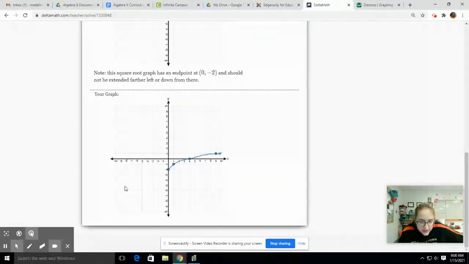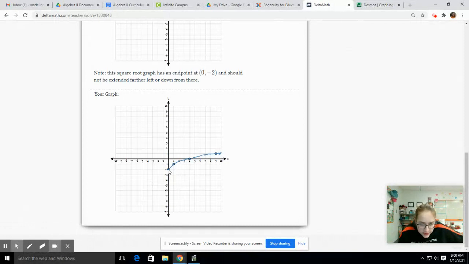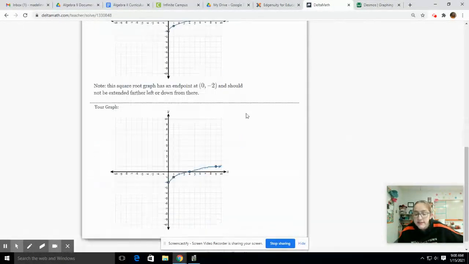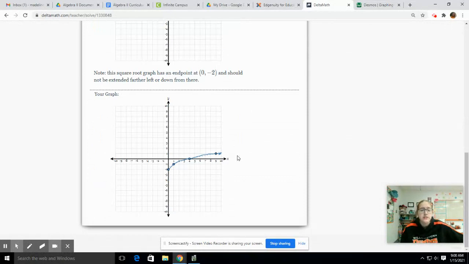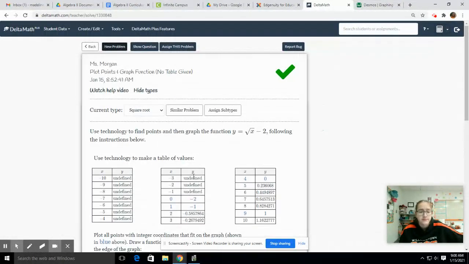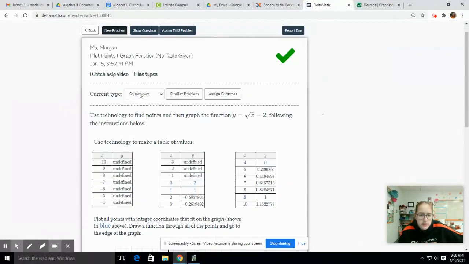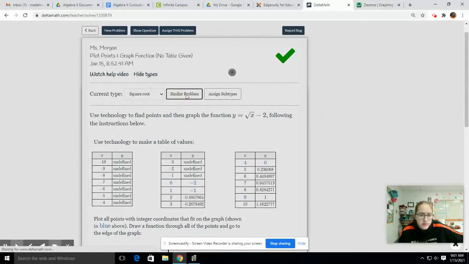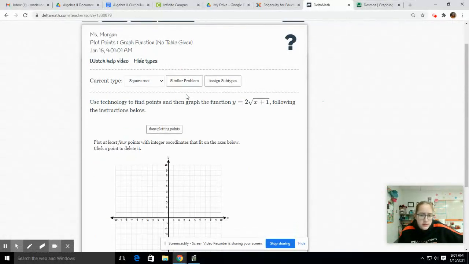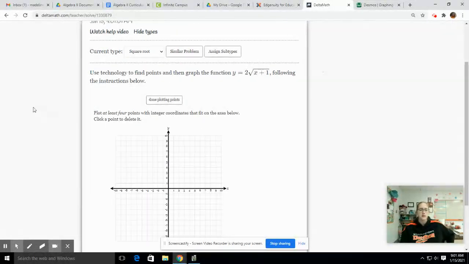And then down here, it shows you, in the dark blue right here, that's the line we drew. And then if you look really, really close, you can see that dotted blue line. That's the actual graph itself. So we were a little bit off. We were pretty close. So not too bad. So what we're going to do here is we're going to hit square root, similar problem. Okay. So for this one, we're going to kind of do the same exact thing.